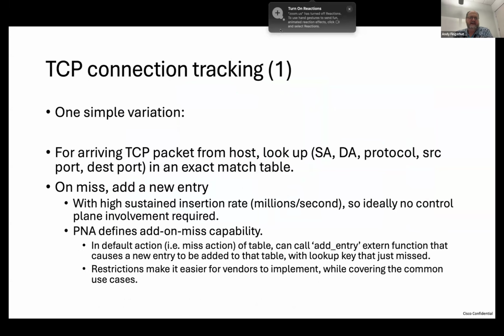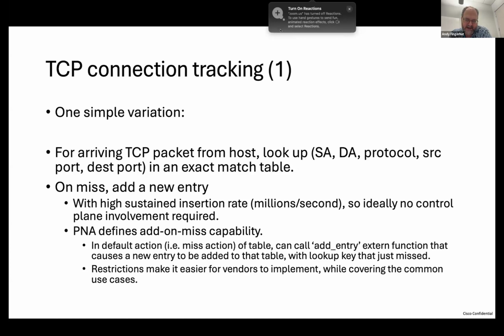I'll say a little bit about TCP connection tracking as one of the motivating examples for PNA, and the differences in PNA versus earlier P4 architectures. So one simple variation of TCP connection tracking is, as TCP packets arrive from the host, you look up the 5-tuple of the packet, source and destination address, protocol, source port, destination port, in an exact match table to see, have I seen packets in this TCP flow before? If it's a brand new one you haven't seen before, you'd like to start tracking information about it, or at least the fact that you've seen it before.